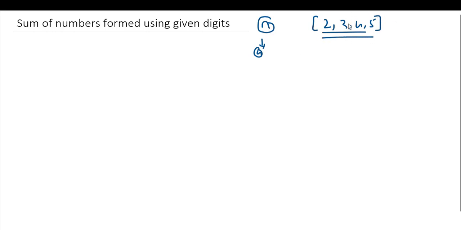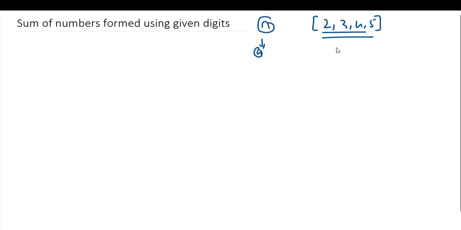Let us now understand how to find the sum of all n-digit numbers using a given set of digits. Suppose you have been given a set of n digits. Let's take for example, you have been given a set of 2, 3, 4, 5. These are the digits. So in this case the value of n is 4. And now you have been asked to find the sum of all the 4-digit numbers that can be formed using these digits. So how many 4-digit numbers can be formed using these digits?